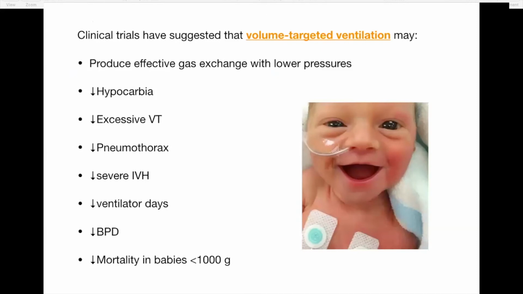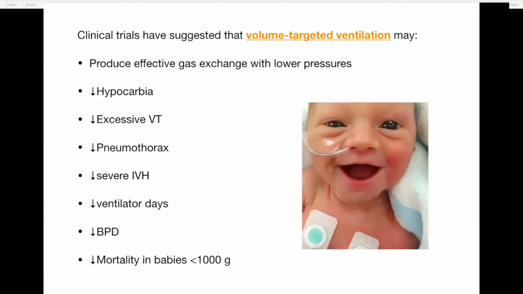Okay, so especially for extreme preterm babies who need ventilation, we always need to use assist control volume targeted or volume guaranteed ventilation, because clinical trials have suggested that with volume targeted ventilation we can provide effective gas exchange even with lower pressures. So we can avoid hypocarbia, and we can avoid excessive tidal volumes and pneumothorax.